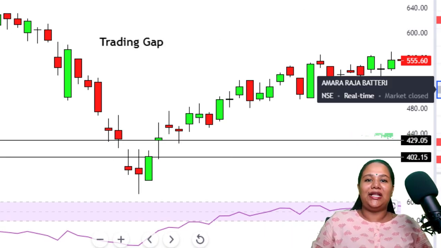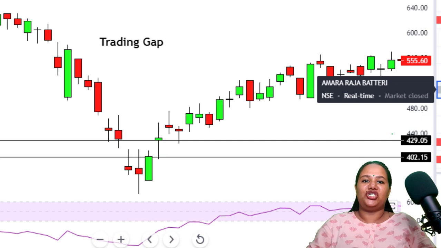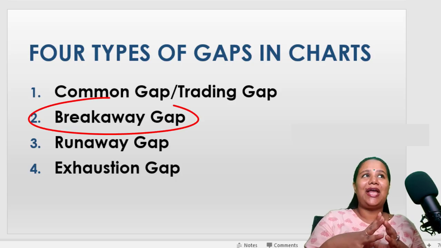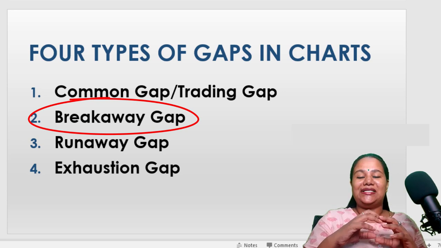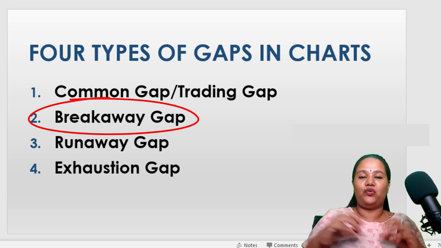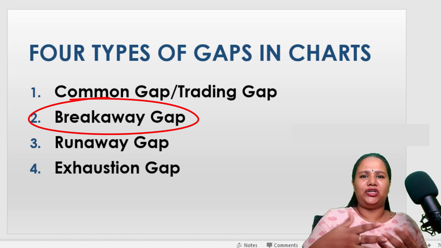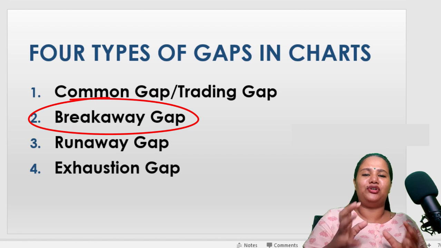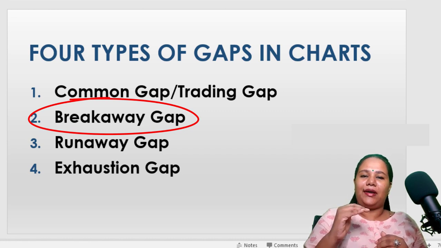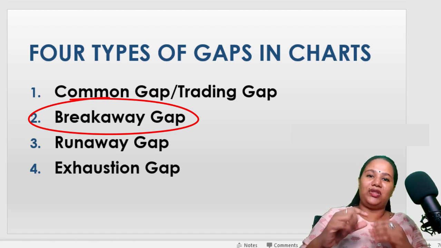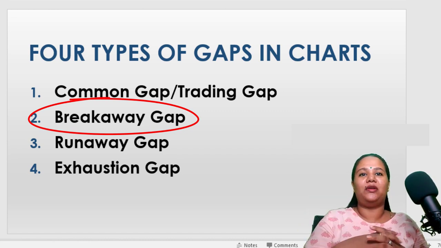Okay, now let's look at the second type of gap, which is a breakaway gap. Breakaway gaps usually happen when there is a price action pattern going on. So if there is some kind of consolidation, say a triangle pattern or a wedge pattern or even a head and shoulders pattern, any price action pattern is going on, and exactly at that level of resistance or even support, it gets broken with a huge gap. That is called a breakaway gap.